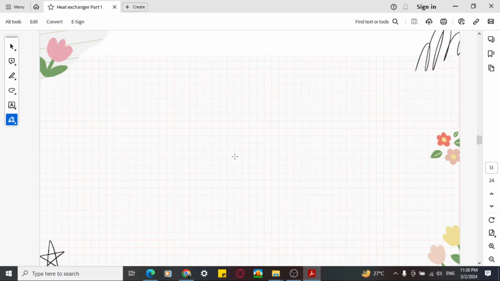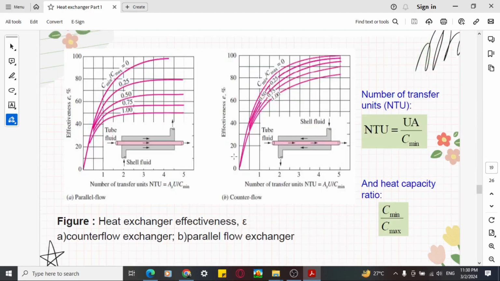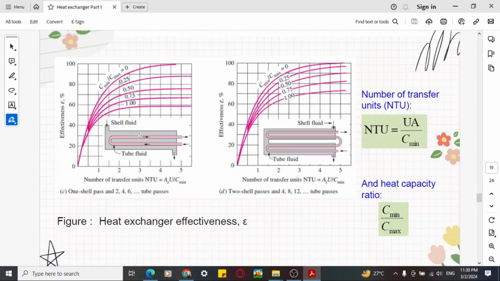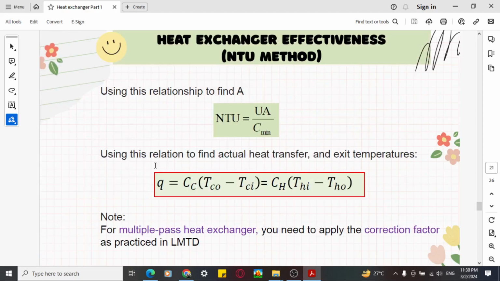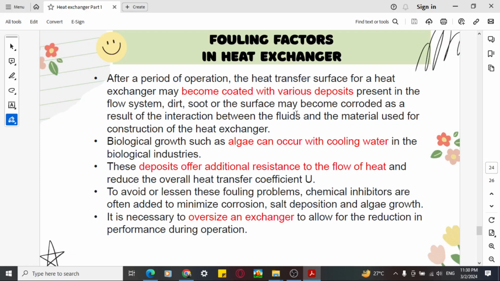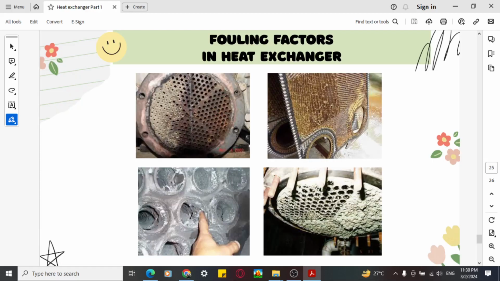No need to worry, because I hope you are not confused when the question gives parallel flow with one shell, two tubes. Because if they say parallel flow with one shell, two tubes, you are not looking at this graph. You are looking at this graph because of one shell pass, two tubes. You need to take a look at this graph. Okay. After that, you have these things. I already talked about it just now. Exercise, fouling factor. This you can read by yourself.